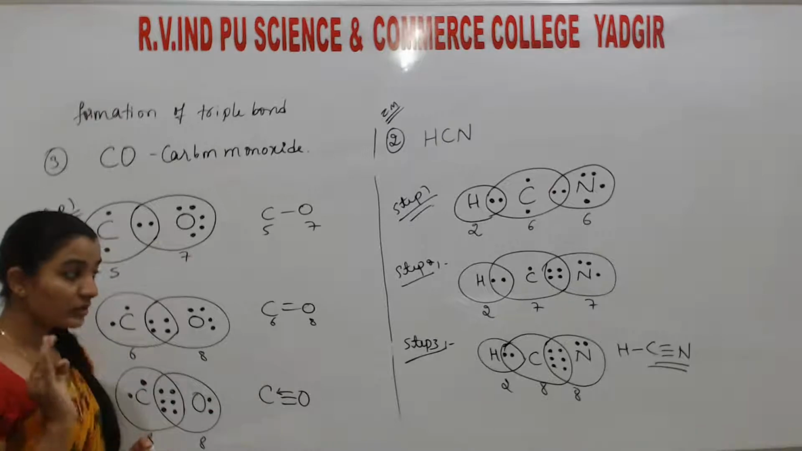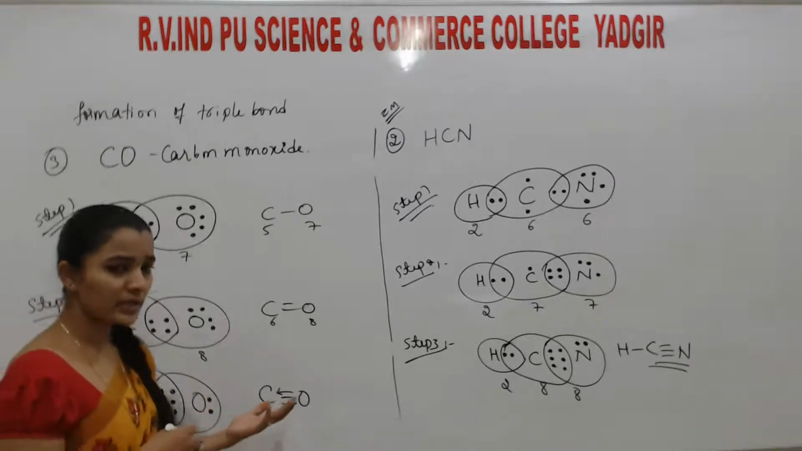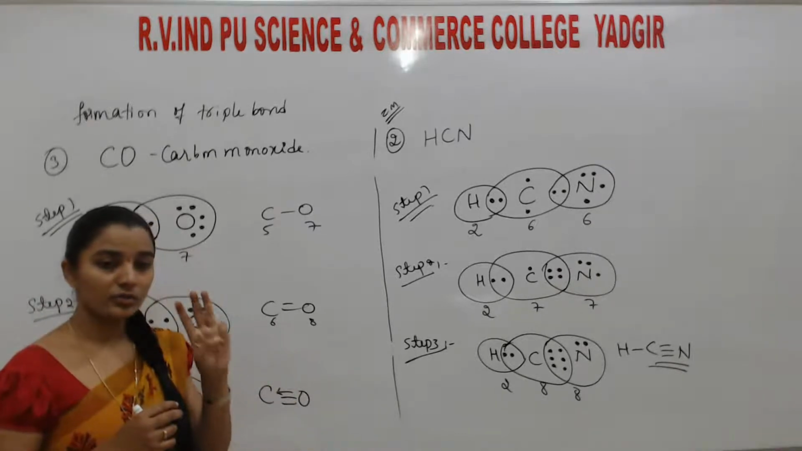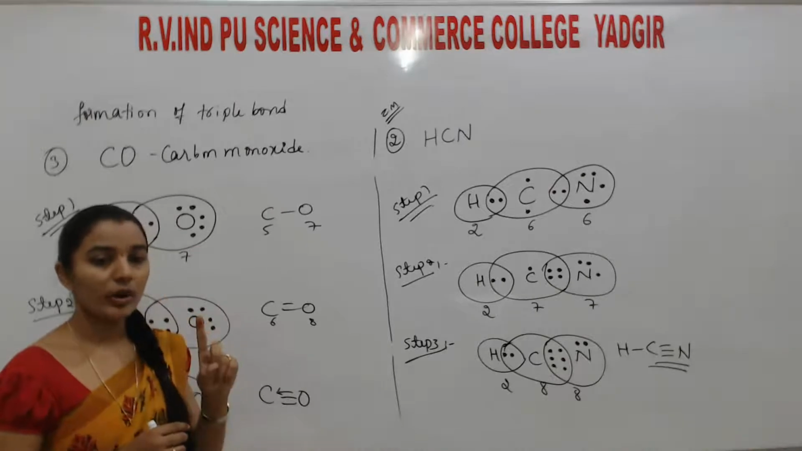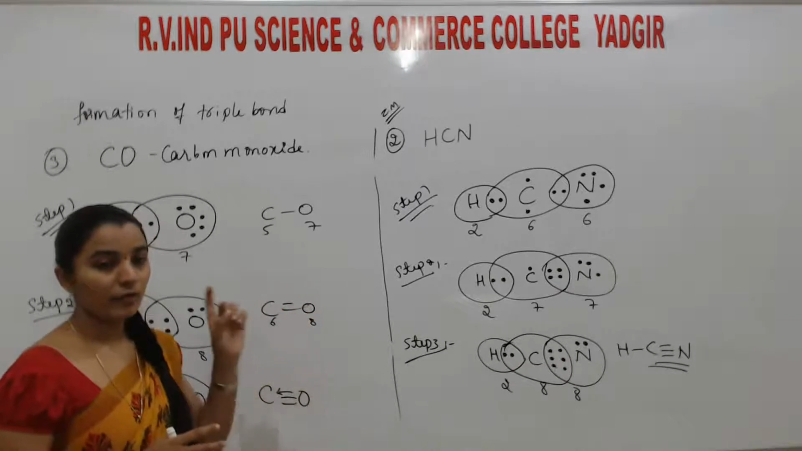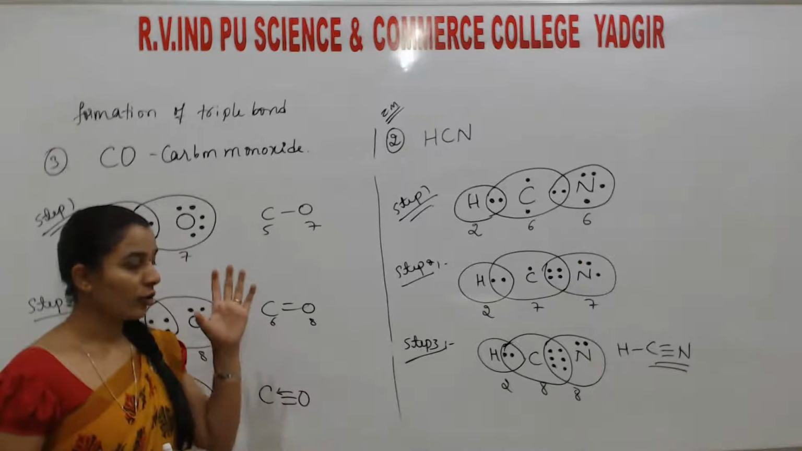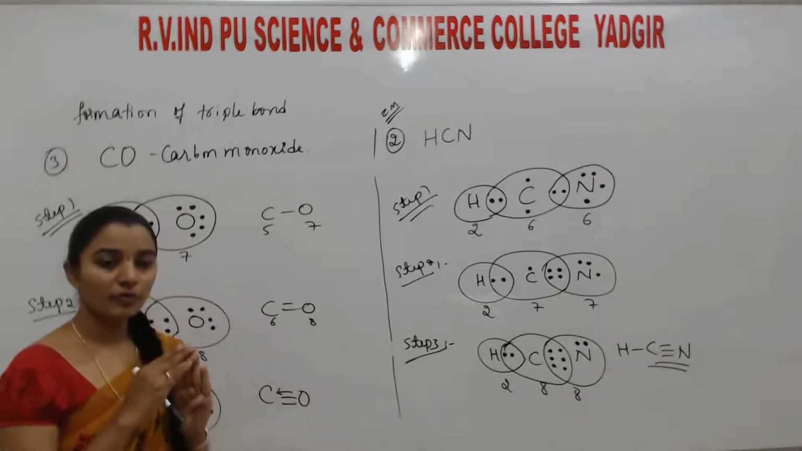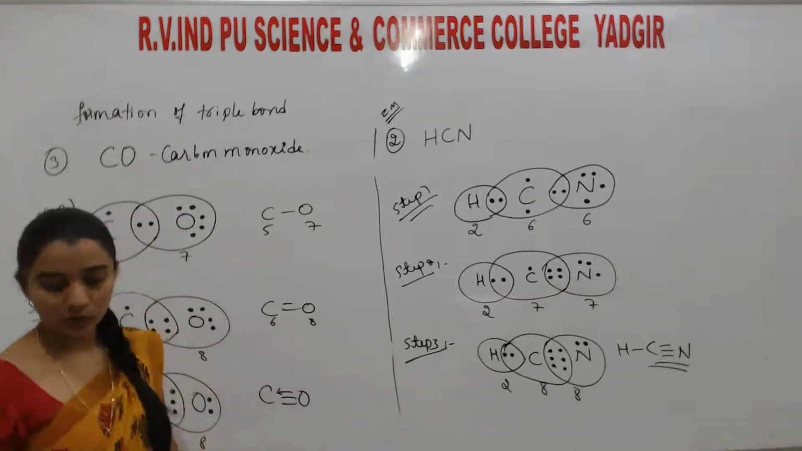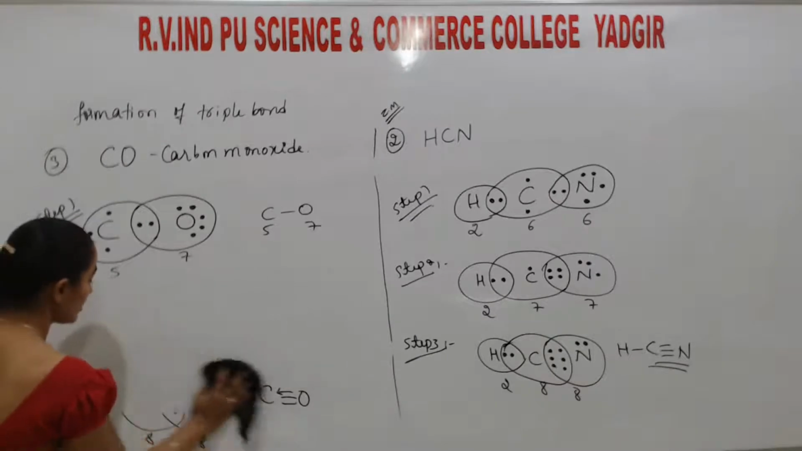So students, the thing to remember is only one: wherever carbon is there, it requires 4 bonds. Wherever oxygen, 2 bonds. Wherever nitrogen, 3 bonds. Hydrogen, 1 bond. You just remember the valency. Fluorine, meaning halogens, 1 bond. Hydrogen is also 1 bond. Noble gases 0 bond. Carbon 4 bonds. Boron 3 bonds. Nitrogen 3 bonds. Like that. So if you know the valency, then you can easily write the structures.